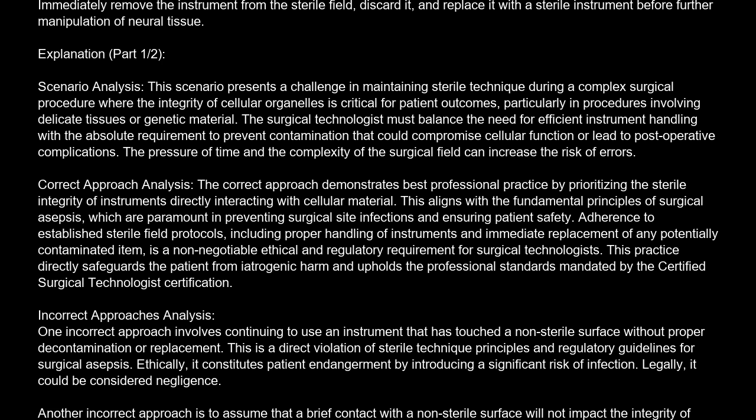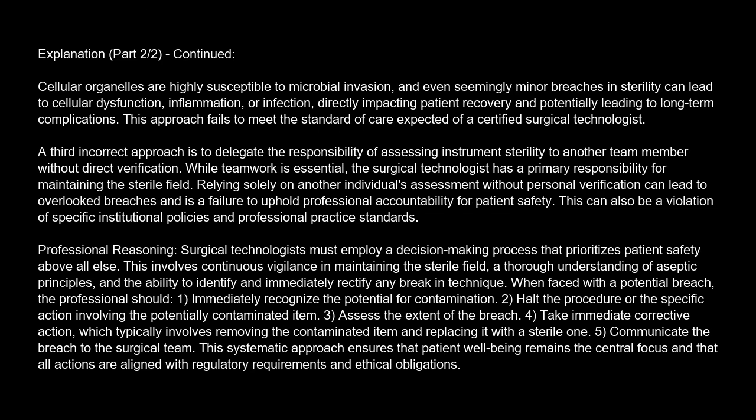Another incorrect approach is to assume that a brief contact with a non-sterile surface will not impact the integrity of cellular organelles. This demonstrates a lack of understanding of the microscopic nature of contamination and its potential consequences. Cellular organelles are highly susceptible to microbial invasion, and even seemingly minor breaches in sterility can lead to cellular dysfunction, inflammation, or infection, directly impacting patient recovery and potentially leading to long-term complications. This approach fails to meet the standard of care expected of a certified surgical technologist.